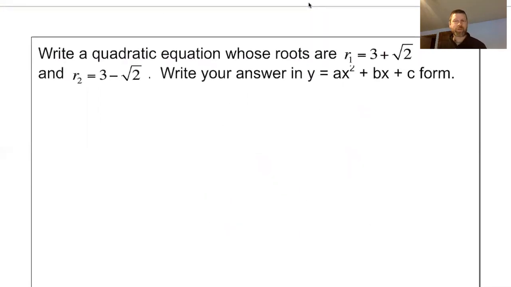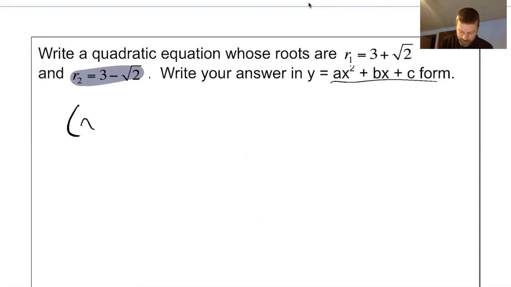All right, if we can do it one way, we can do it the other way. This problem is asking us to write a quadratic equation whose roots are these fun numbers. And then we're supposed to write our answer into ax squared plus bx plus c form, standard form. If I know the roots, I know that those are the zeros of the equation. So one easy way of doing this is to just write the equation in what's known as factored form.